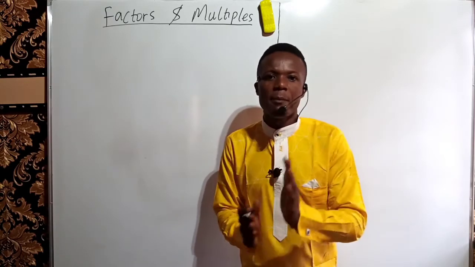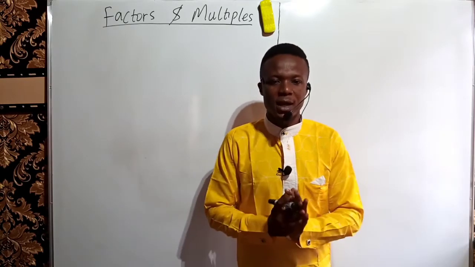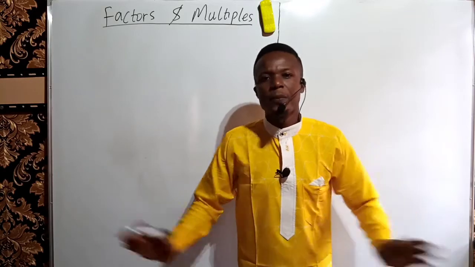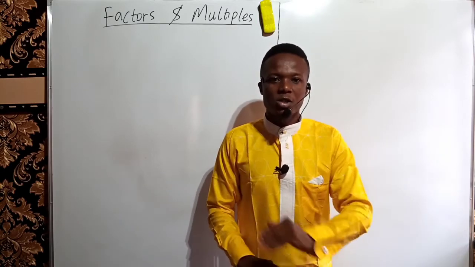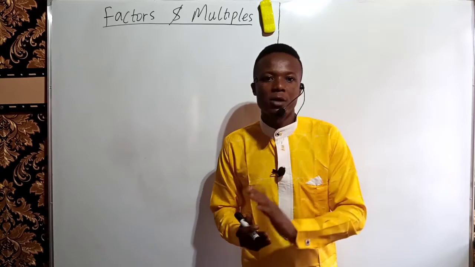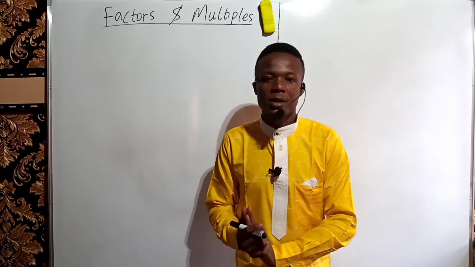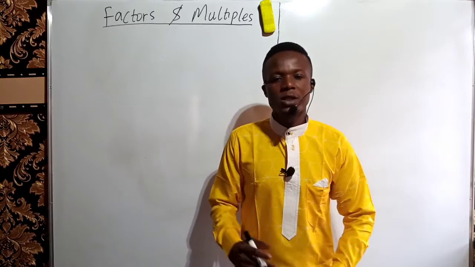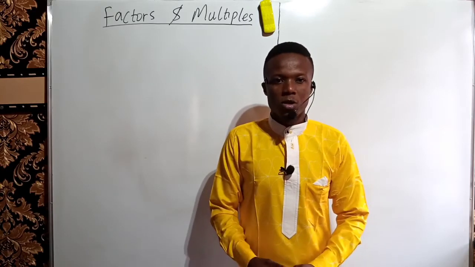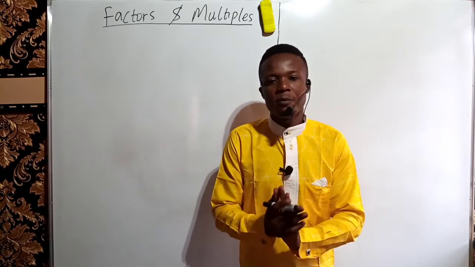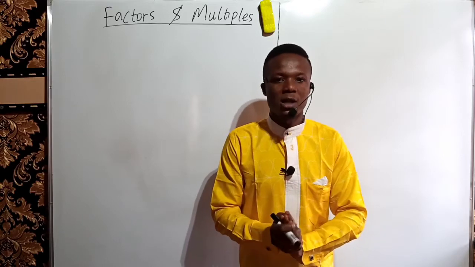These factors and multiples are just like brothers and sisters. They are inseparable from each other. Trying to separate a factor from a multiple is just trying to separate a mother from a child. So what is a factor? This is a very important question we need to ask ourselves.